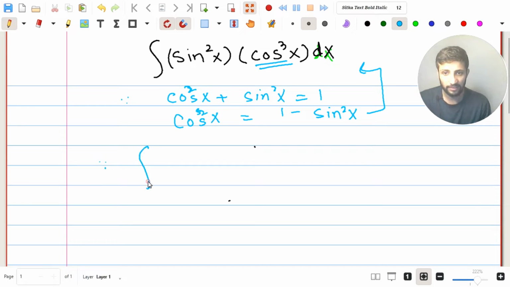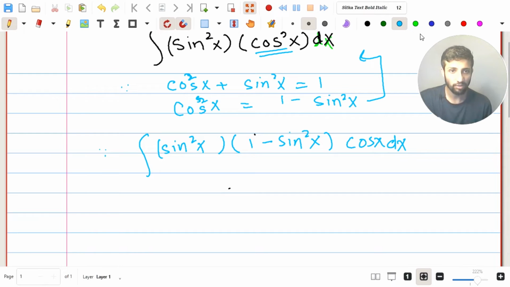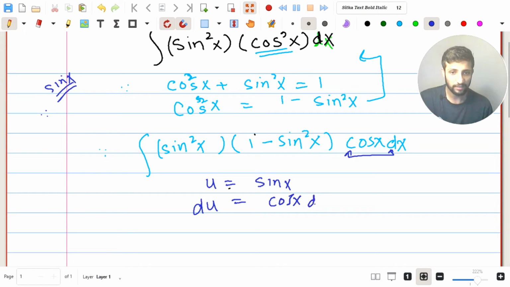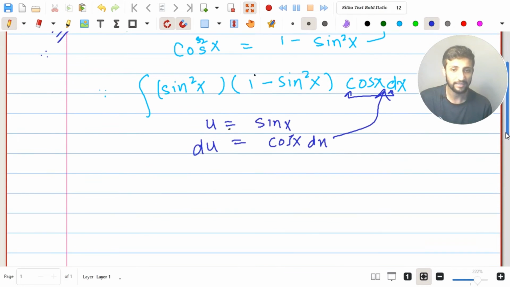So just plug in the value of cos square x here. Then we will get sin square x into 1 minus sin square x into cos of x dx. So we are left with cos of x dx and sin x. As we all know, the derivative of sin x is cos of x. So we will substitute u is equal to sin of x. If we take the derivative of this sin of x, we will get du is equal to cos of x dx over here. So just plug in the value of u and cos of x dx, that is du.